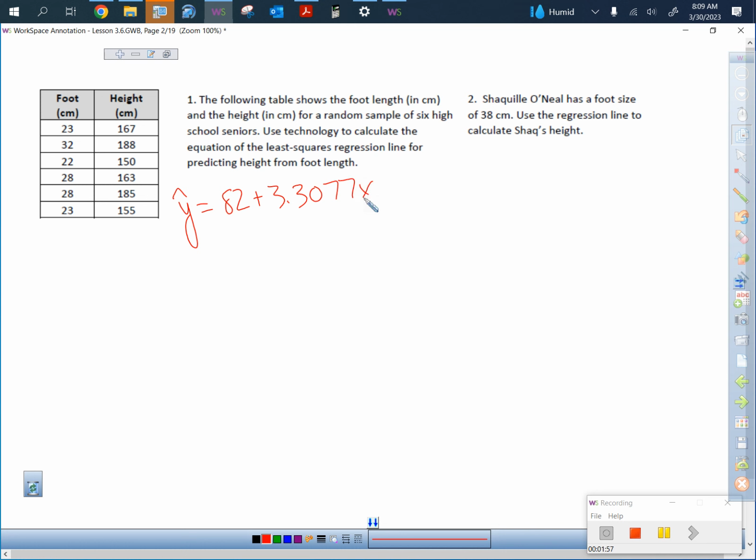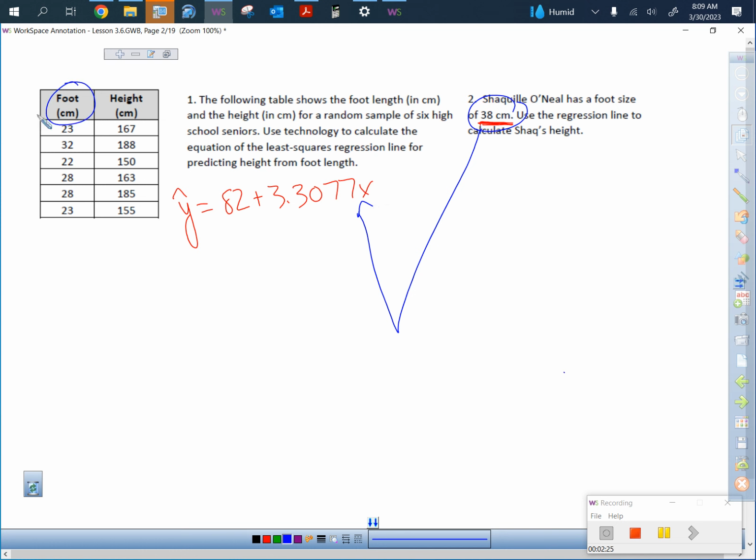And that's just for these 6 high school seniors. So they say, you guys know who Shaq is, right? You guys know Shaquille O'Neal? He's still kind of famous, but he played basketball back in the 90s and early 2000s. Shaq's a big, tall boy, right? It says Shaq has a foot size of 38 centimeters. Let's use that information with this regression line to figure out what Shaq's height is.